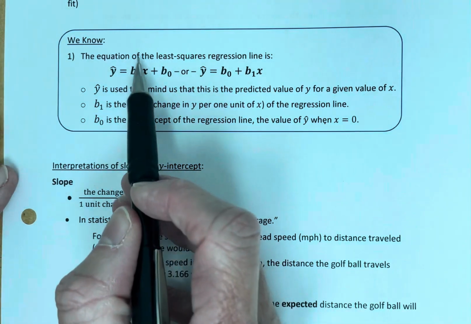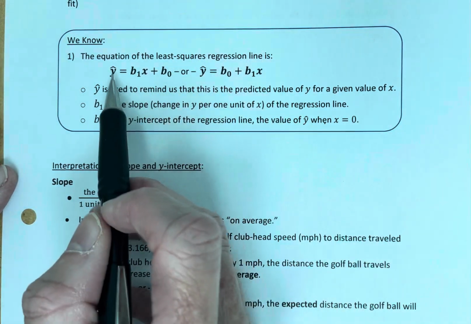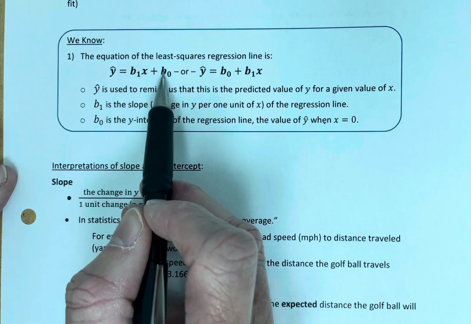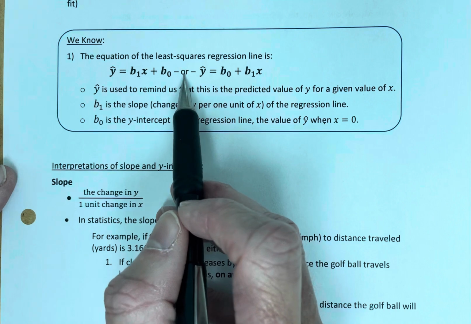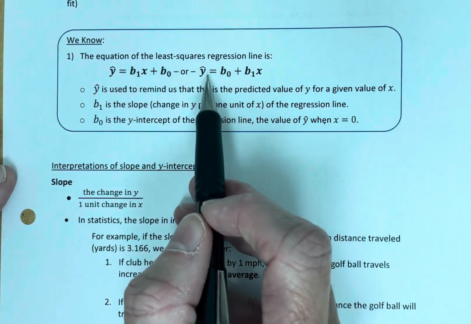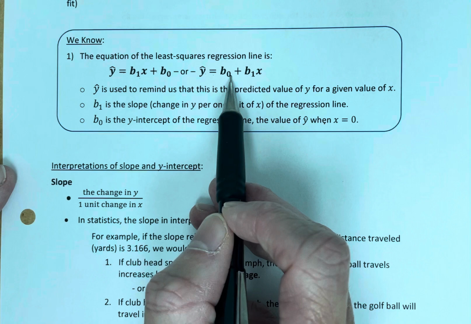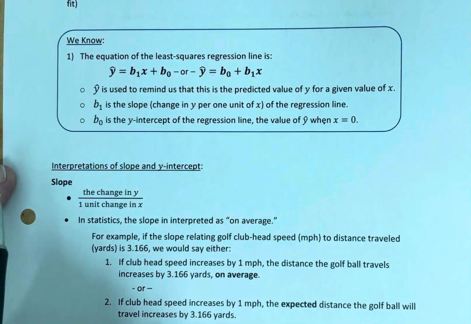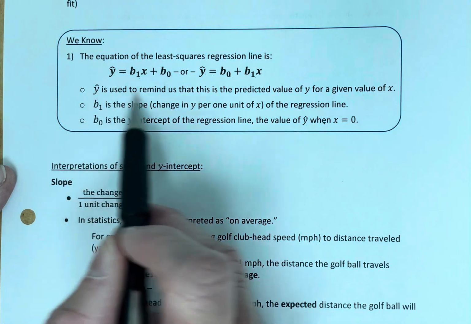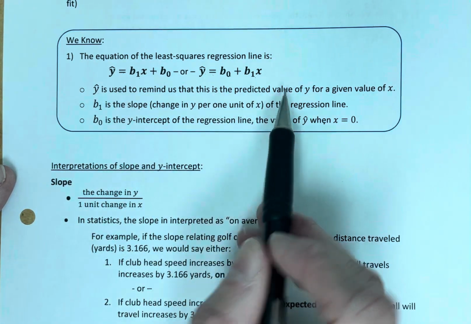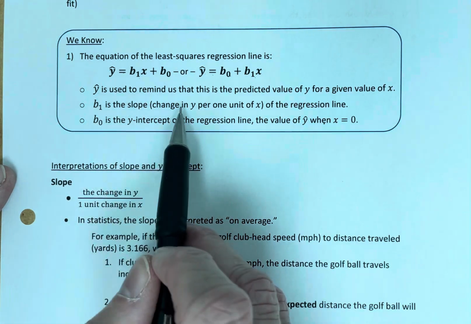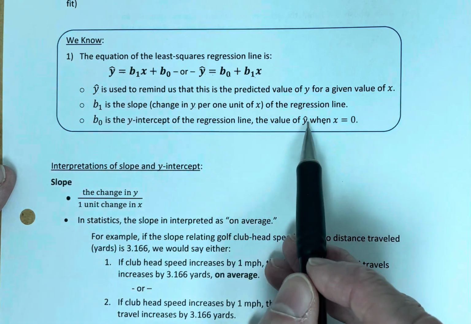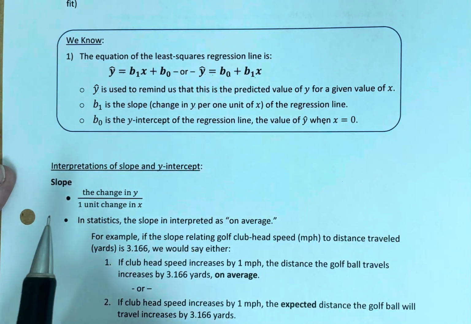We know the equation of the least squares regression line is y hat equals b sub 1 x plus b sub 0, or we can switch these two and you get y hat equals b sub 0, the y-intercept, plus b sub 1, the slope, times x. Y hat is used to remind us that this is the predicted value. The slope is the change in y per 1 unit of x, and the y-intercept is the value of y hat when x is equal to 0.